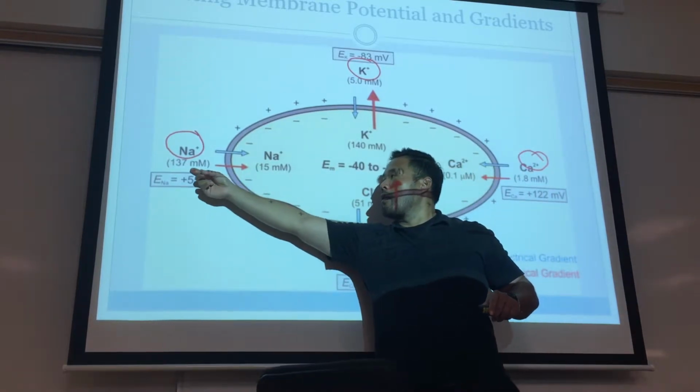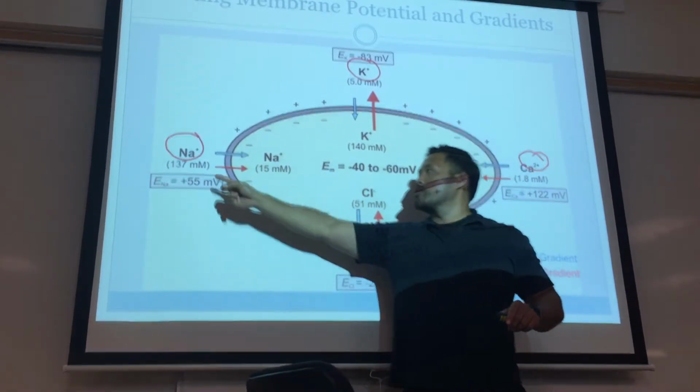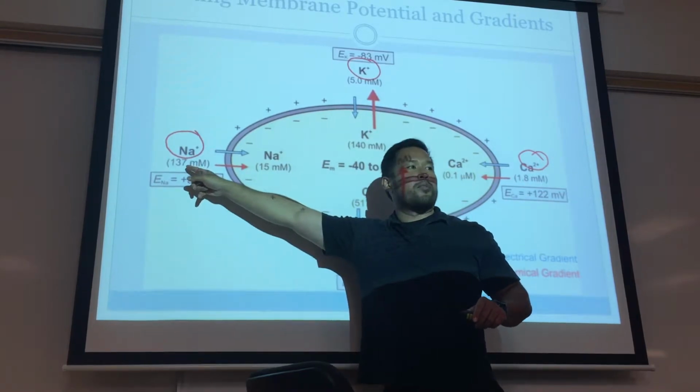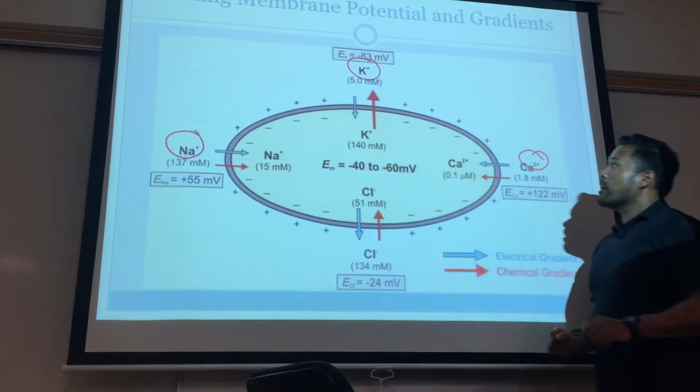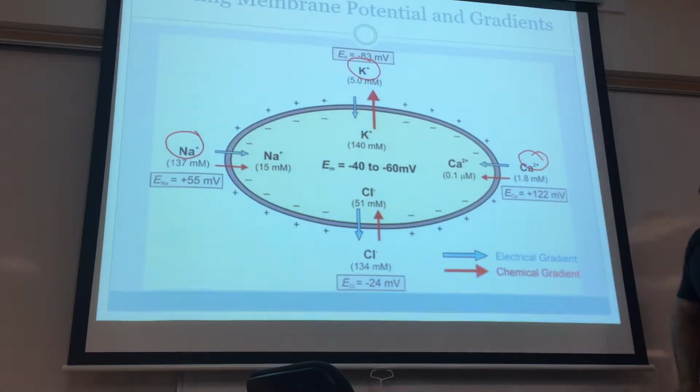The direction is intracellular for sodium. There's a drive for sodium to move from a high concentration down to a low concentration. Now looking at potassium, you can see that that's the reverse. Potassium is high on the inside. We have 140 millimolars on the inside, 5 millimolars on the outside.